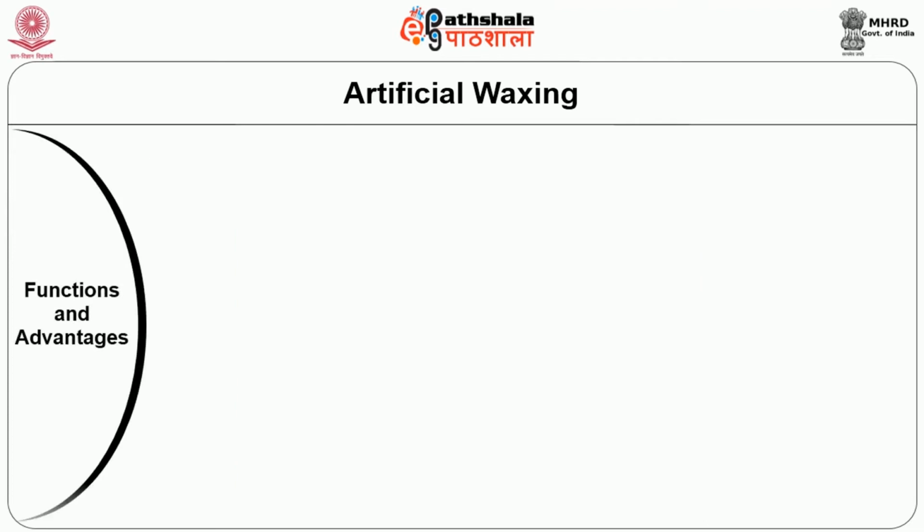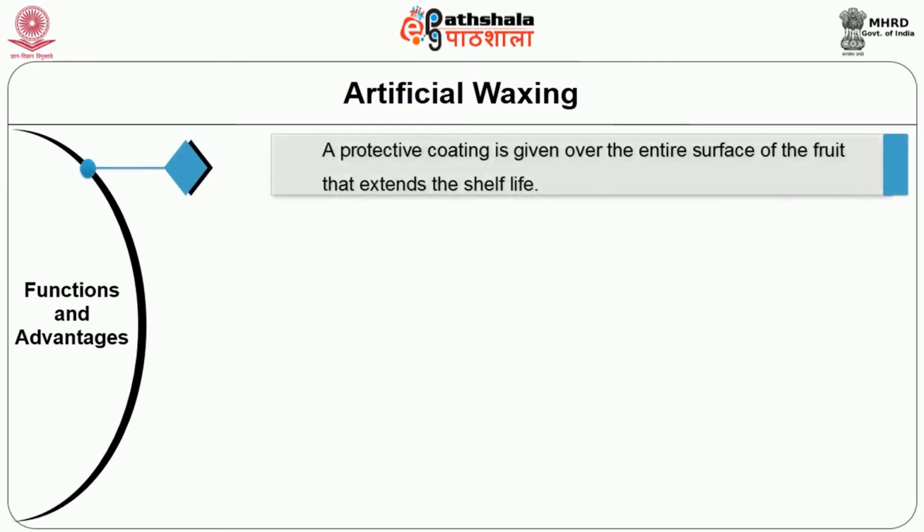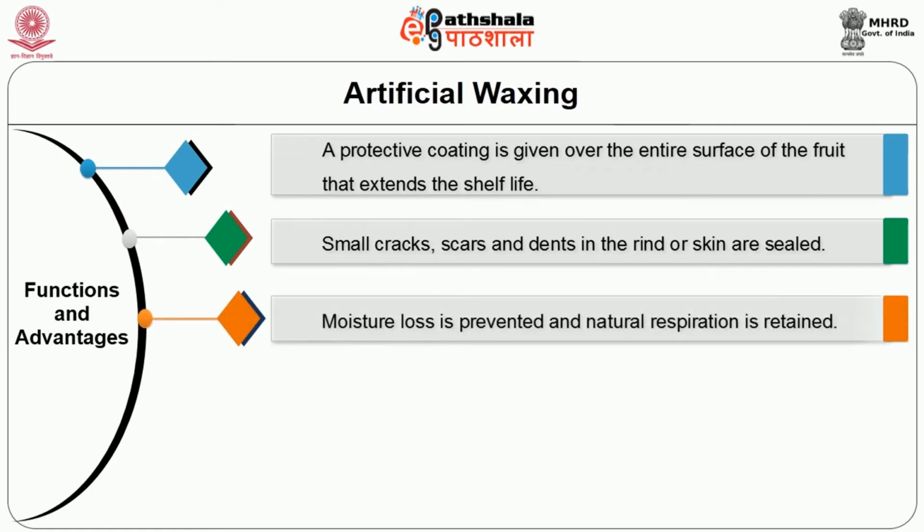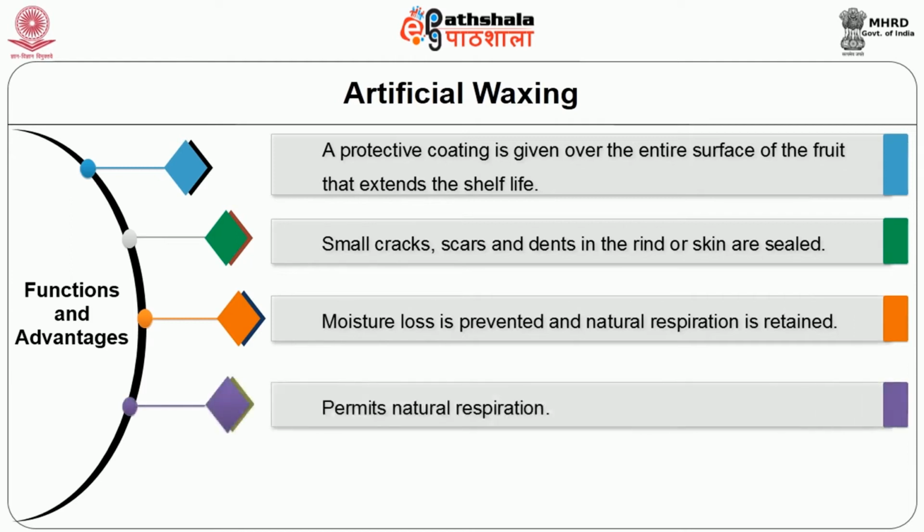The functions and advantages of artificial waxing are: a protective coating is given over the entire surface of the fruit that extends the shelf life of the fruit. The small cracks, scars and dents in the rind or the skin are sealed. Moisture loss is prevented and natural respiration is retained. It also permits natural respiration.